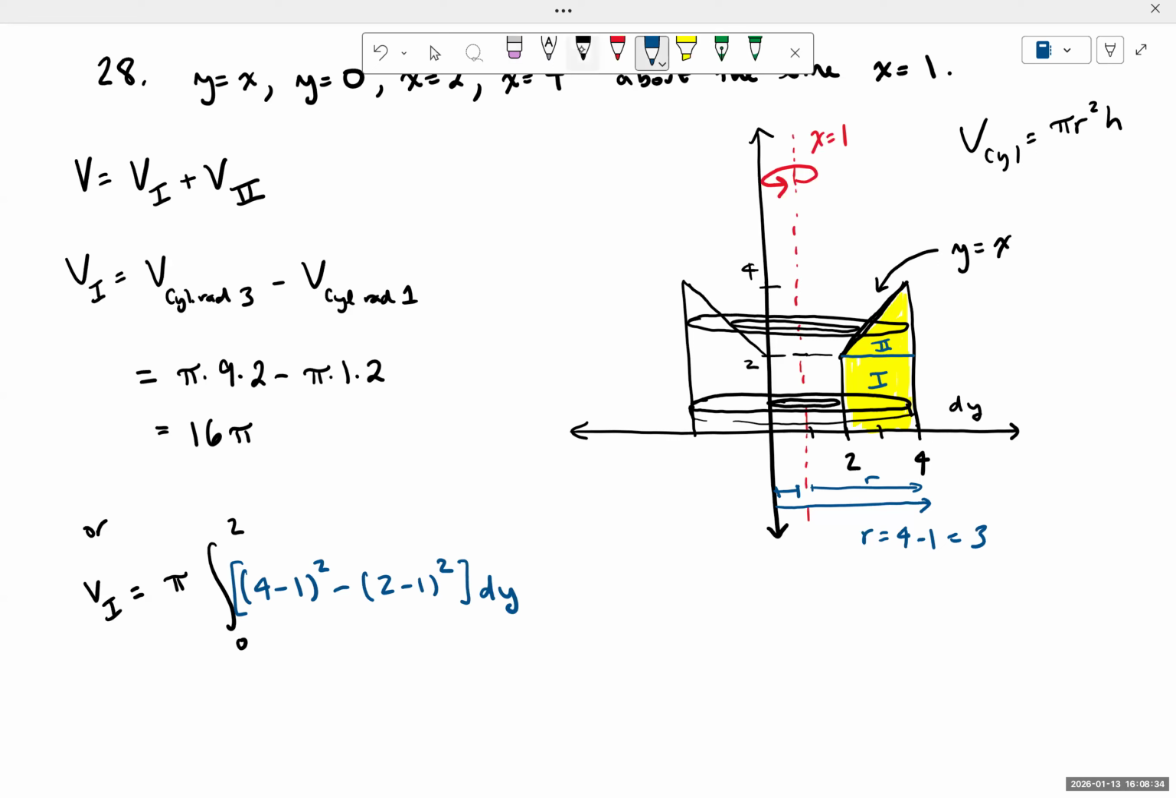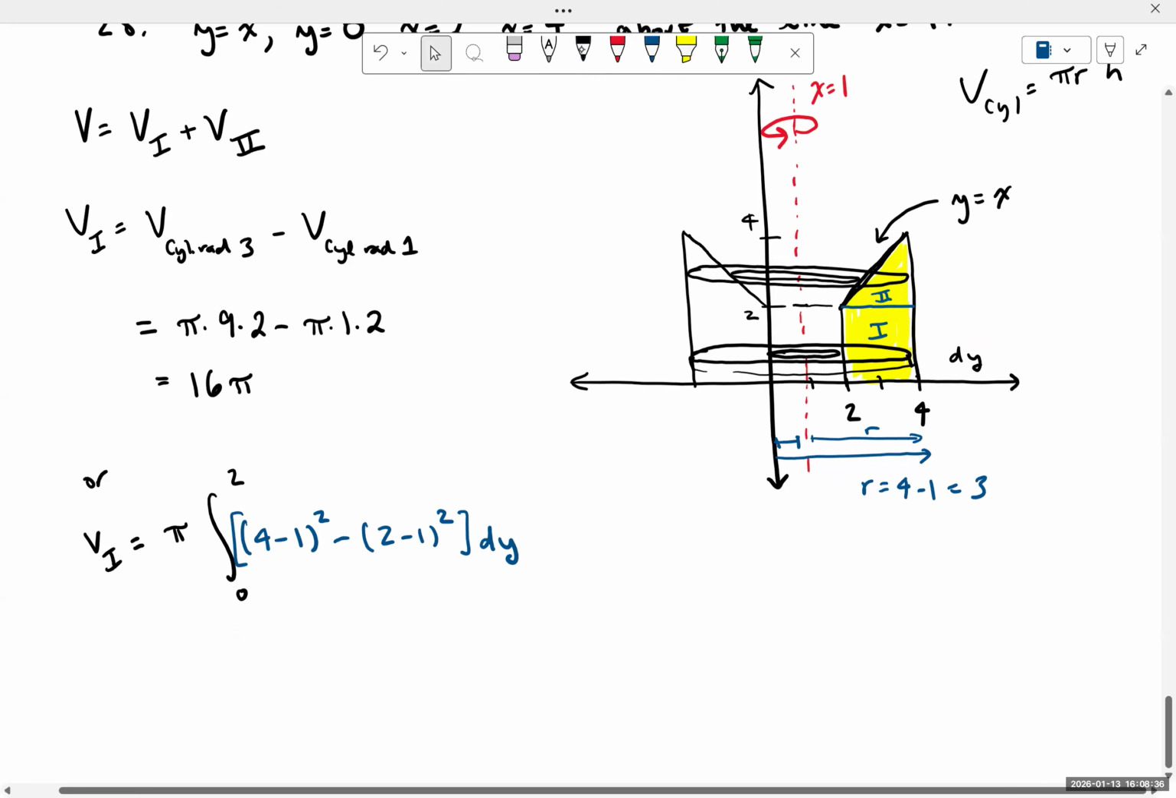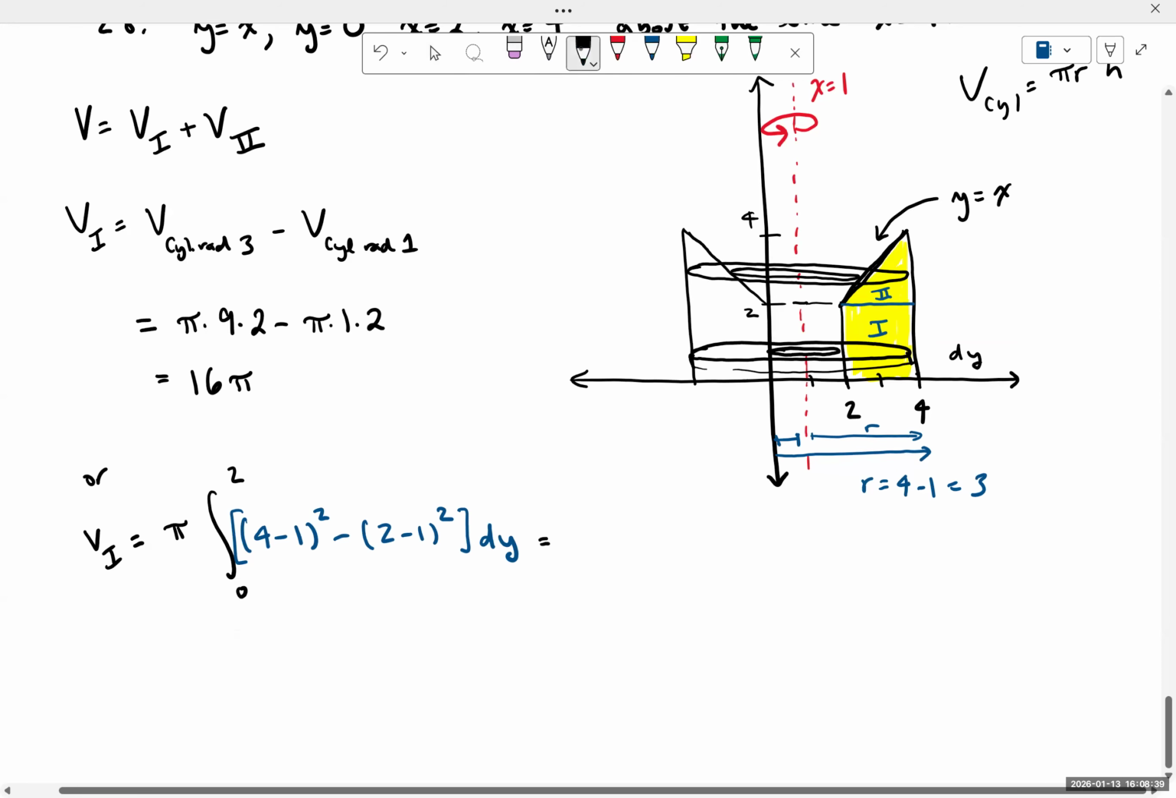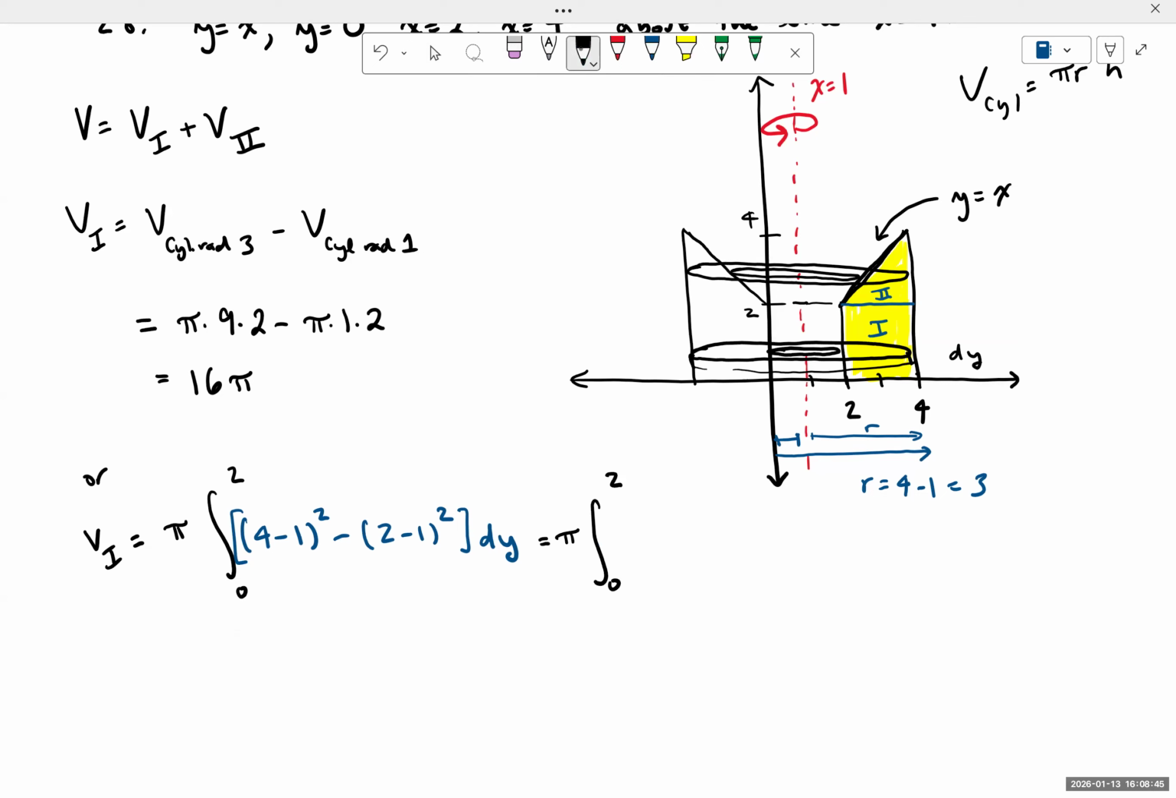I forgot to make it black, but whatever. So what do I have here? Exactly the same thing, but this is going to be 8 times dy. So I'm going to have pi times 8y from 0 to 2. So I've got 16 pi. So either way, if I do the calculus way, or I just do it geometrically, if I remember the volume of a cylinder, I get 16 pi for V1. Remember, that's just that bottom part. It doesn't include the slanted bit.